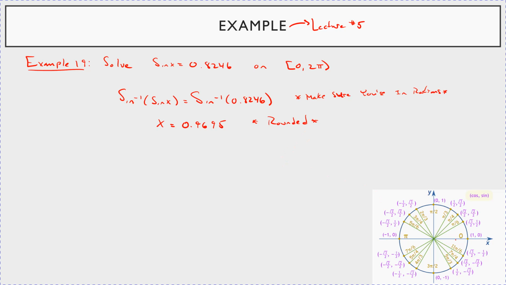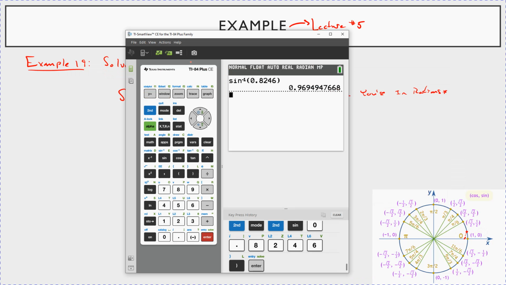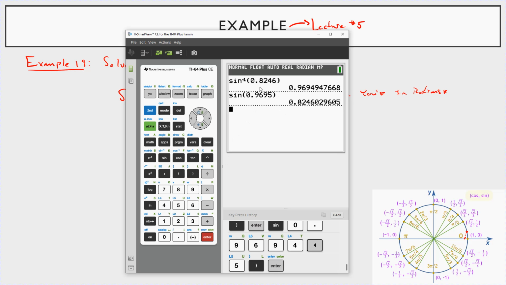So that's somewhere out here, right? x equals 0.9695 is out here somewhere. Basically all this is saying is, when you get up to here, the sine value is this. I'll verify this for you so you can see. If I go sine of 0.9695 when I round it here, look, I get right back to 0.8246. It's a little bit more because we rounded, but you can see that it worked.